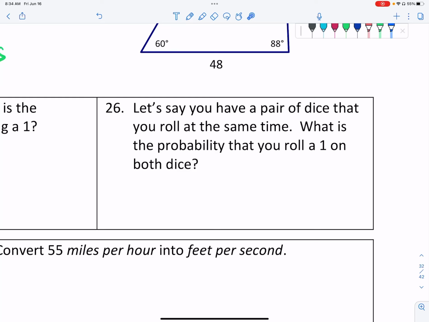All right, question number 26 is another probability question. Let's say that you have a pair of dice that you roll at the same time. Often that happens in games, right? What is the probability that you roll a 1 on both dice? That's something that we usually refer to as snake eyes.